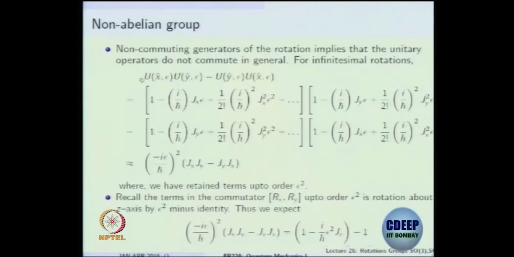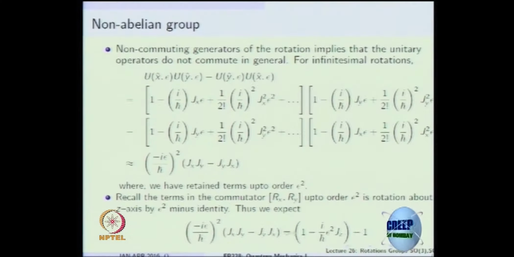So redo the exercise which I did, for R about the x-axis with epsilon angle and R by the same angle about the y-axis, and keep terms up to order epsilon squared. Please redo this. If you keep terms up to order epsilon squared, you will see that you get a commutator. This is nothing but the commutator of Jx, Jy. But you know that the right-hand side was a rotation about the z axis by an angle epsilon squared, minus identity. So try and write that out.